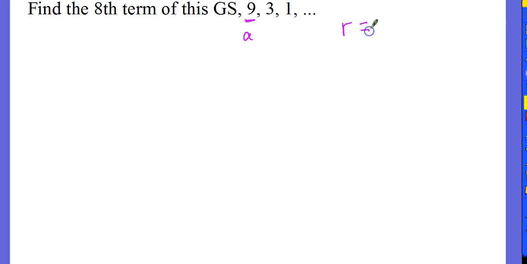Now, if you're wondering, remember what I told you about how to find the ratio: you take the second term, divide it by the first term, and then you make sure that that pattern continues, and you do the third term divided by the second term. And are they equal?